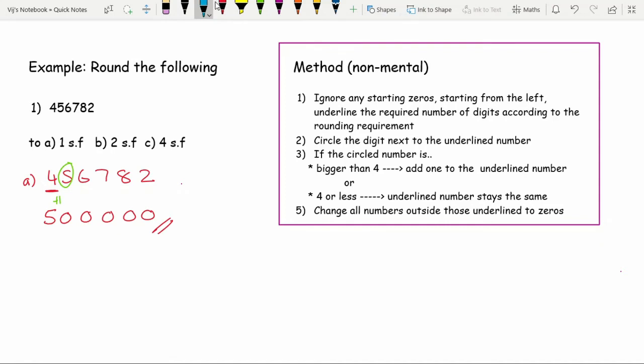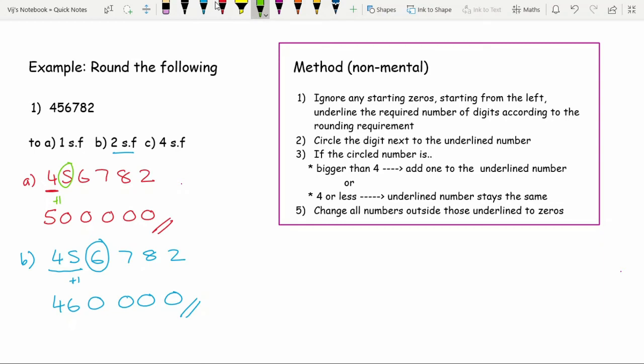So let's try that for B. With B, we're going to round to 2 Sig Figs. Again, I'm going to write the number out again. I want to round to 2 Sig Fig, so ignoring any starting zeros, which again we don't have, I'm going to underline the first 2 numbers from the left. The next step is to circle the digit next to it, which is a 6. So the underlined number is 45, the circled number is 6. Step 3: is the circled number bigger than 4? Yes, it is. So I'm going to add 1 to the underlined number, so that becomes 46. Then I change all the other digits to zeros, giving me an answer of 460,000.